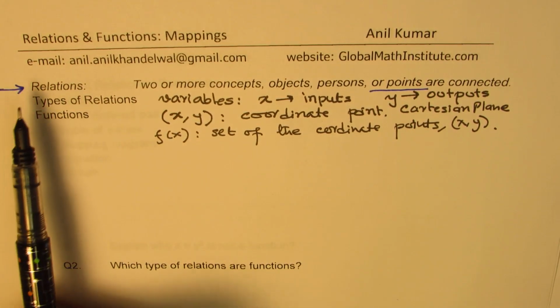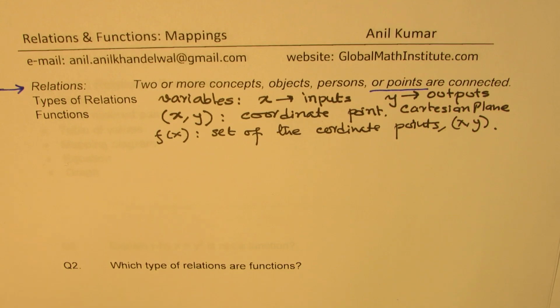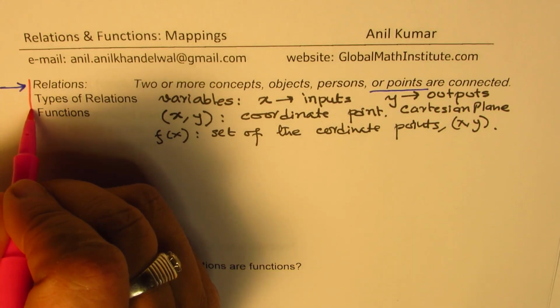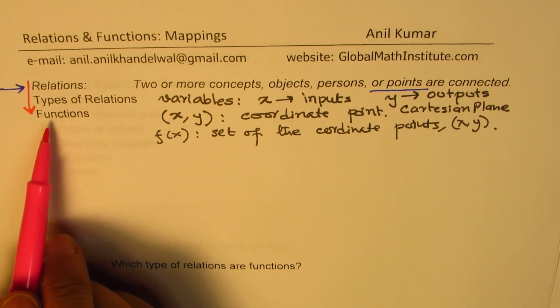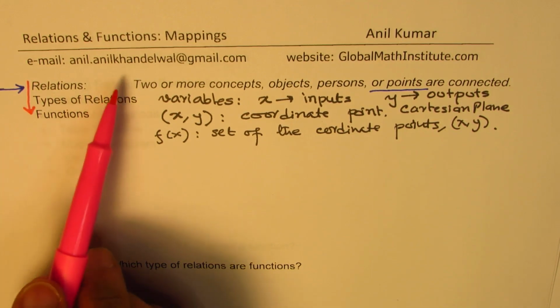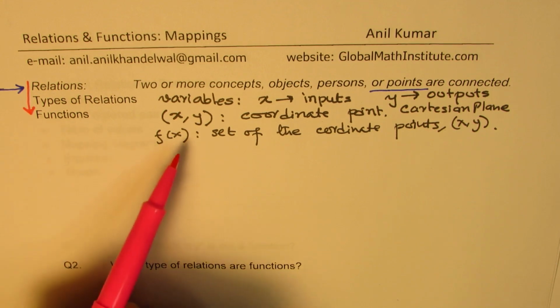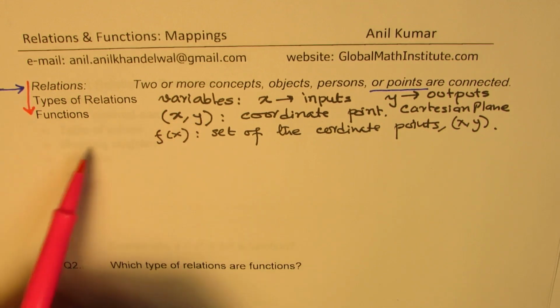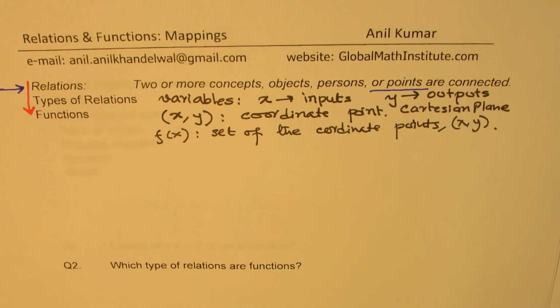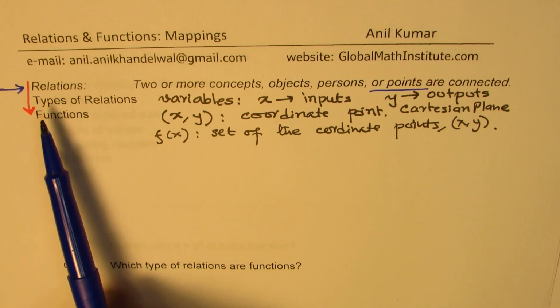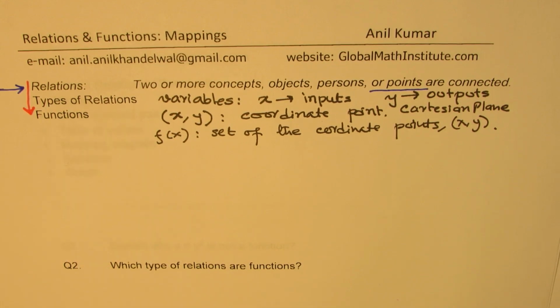So mathematically, as we move from relations to functions, we'll actually more and more like to write those relations algebraically, represent them as these coordinate points, and we'll call them a function and show them on a graph and then work with it, right? So that's the whole idea as we move along. Okay. Now let's further explore the types of relations.